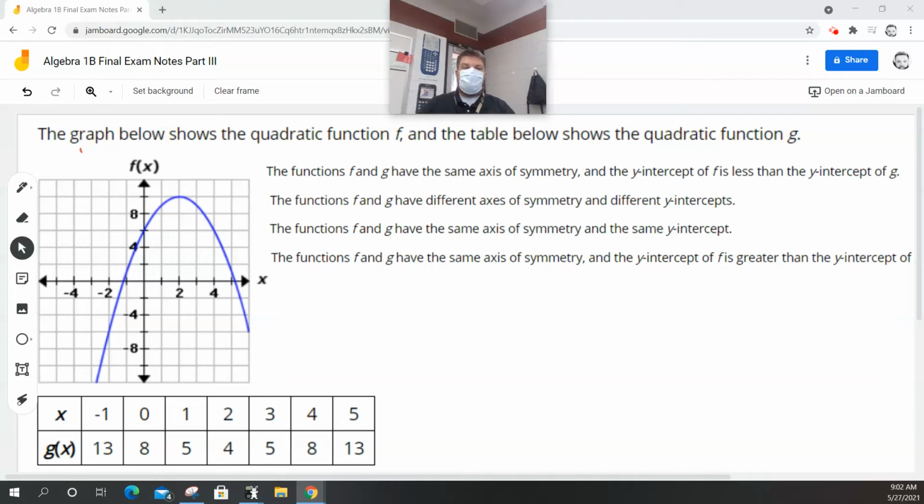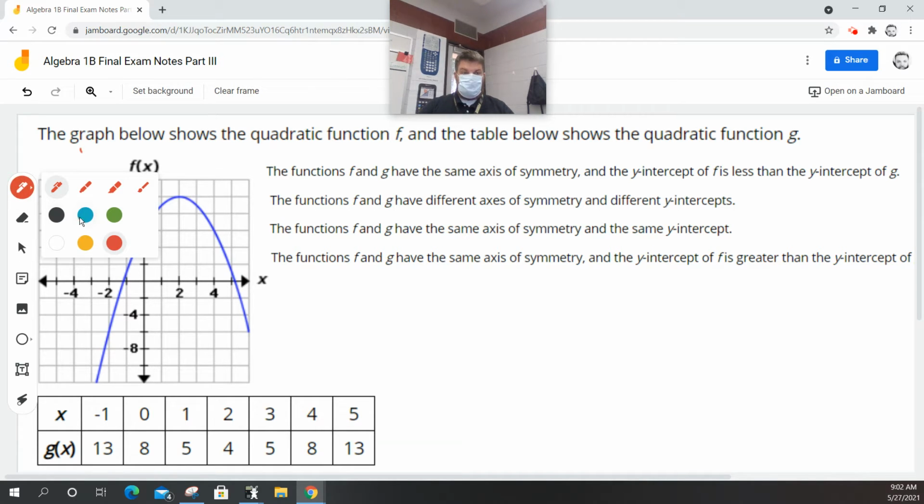All right, so it says the graph below shows a quadratic function f, and the table shows g. So we actually have two functions. One is in the form of a graph, the other is in the form of a table. As you guys are sketching the graph, just point out a couple of points.